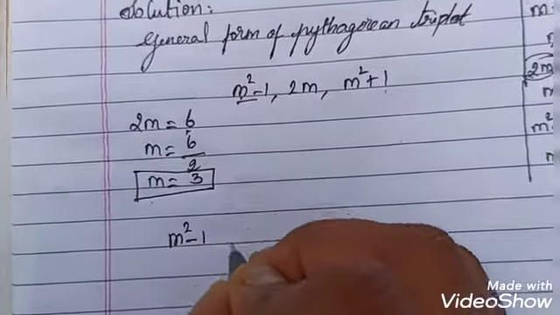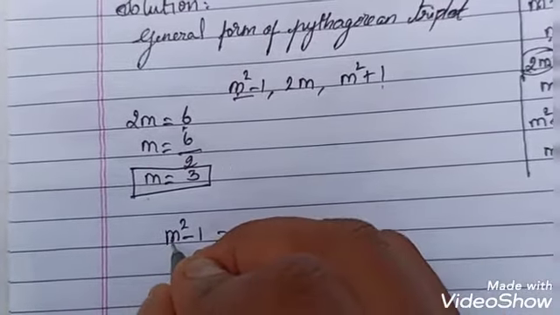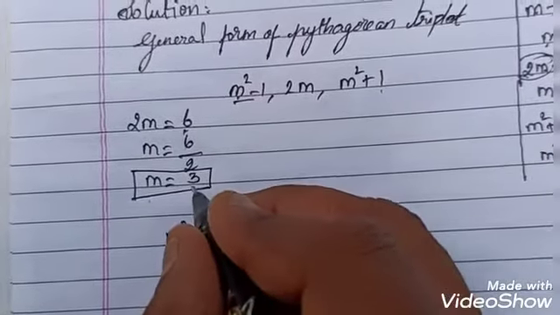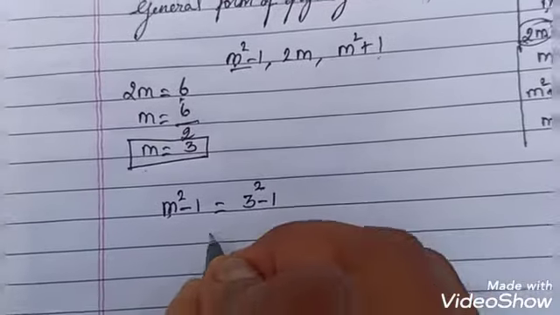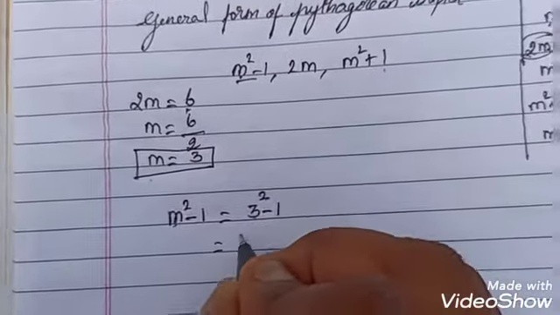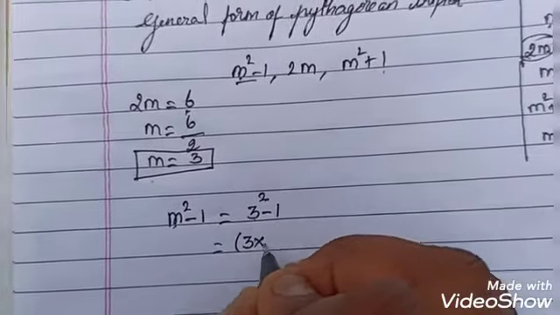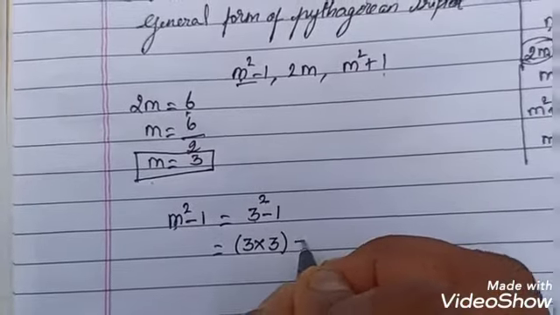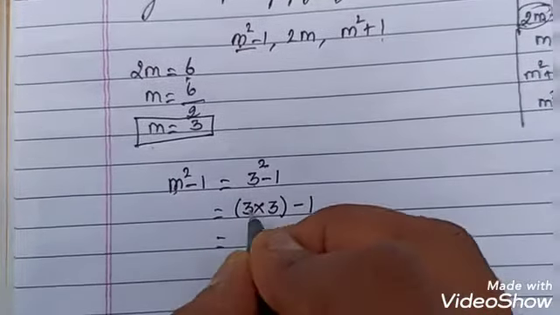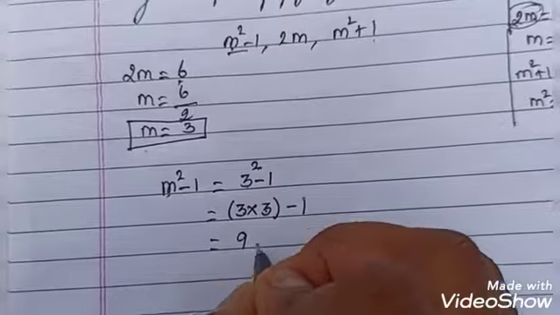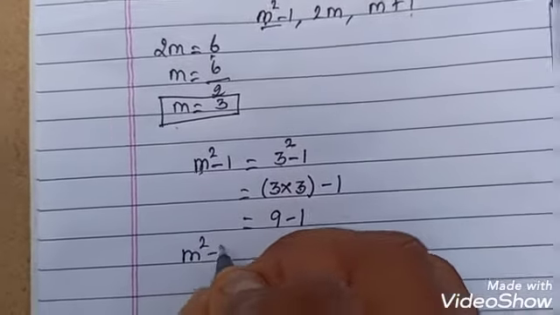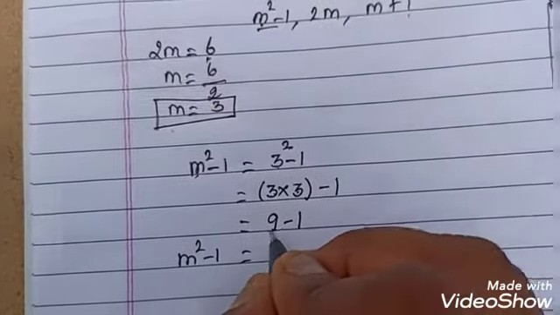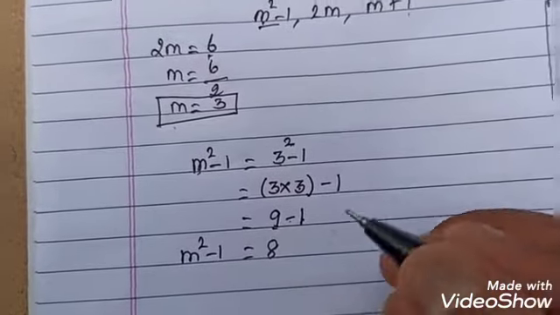m square minus 1, here m is nothing but 3. So 3 square minus 1. How do you write this 3 square? It can be written as 3 into 3 minus 1. So 3 3s are 9 minus 1. So what is the value of m square minus 1? 9 minus 1, which is equal to 8.